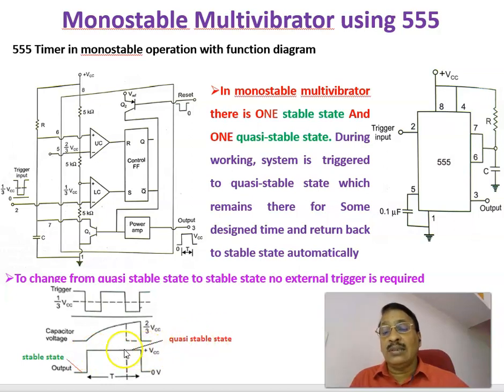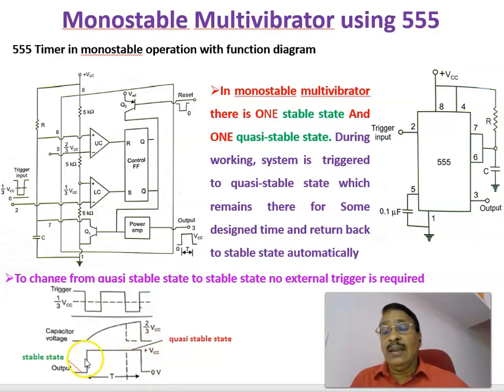That is the quasi-stable state, and the output is high for a certain duration that is defined by capital T, which is controlled by the product of the resistance and capacitance. The resistance and capacitance will be deciding this duration of the quasi-stable state. After that certain duration, the output goes low, again coming back to the stable state.